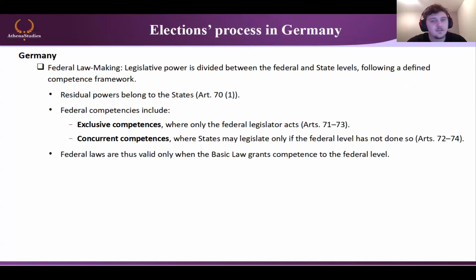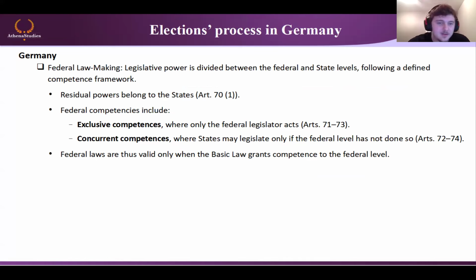So federal lawmaking, the legislative power is divided between the federal and the state levels, and so that defines the competence framework. The residual powers belong to the states, of course, to the Länder. Federal competencies include exclusive competencies, where only the federal legislature acts, and concurrent competencies, where states may legislate only if the federal level has not done so.